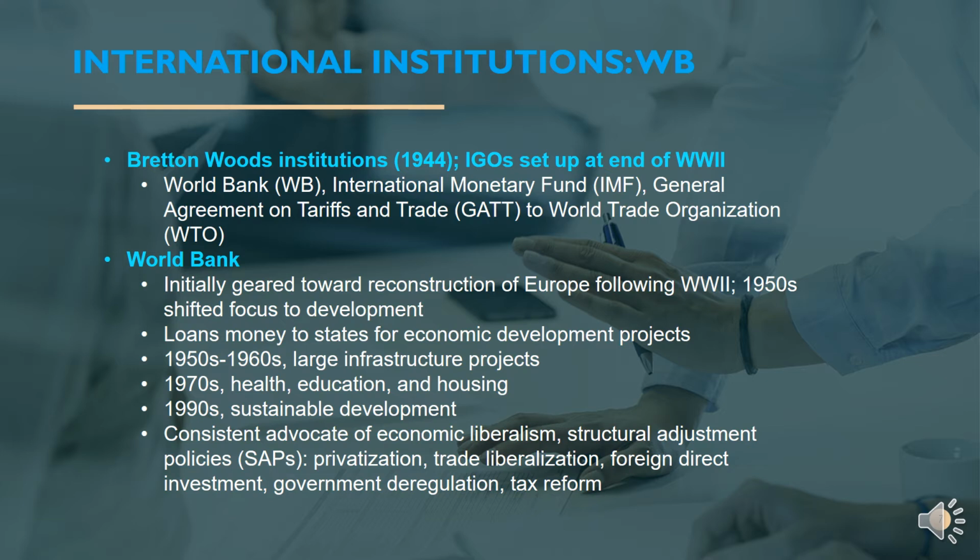The World Bank initially focused on the reconstruction of Europe following World War II. In the 1950s it shifted its focus to development, providing loan money to states for economic development projects. In the 1950s to 1960s, the World Bank focused on large infrastructure projects. After that, in the 1970s, it focused on the development of health, education, and housing. In the 1990s, the World Bank focused on sustainable development and was also a consistent advocate of economic liberalization, structural adjustment policy (SAP), privatization, trade liberalization, foreign direct investment, government deregulation, and tax reforms.